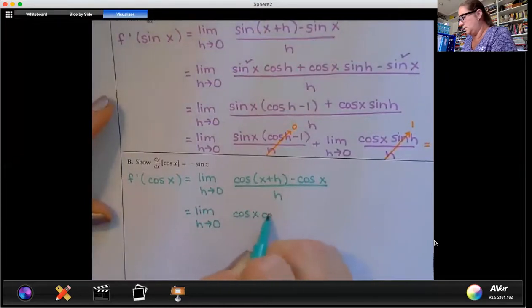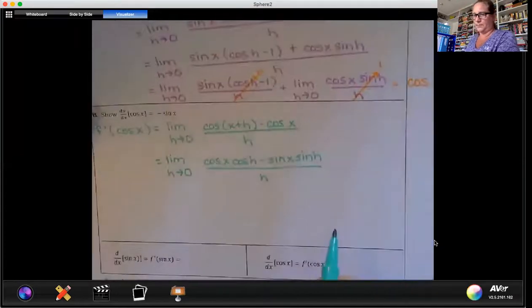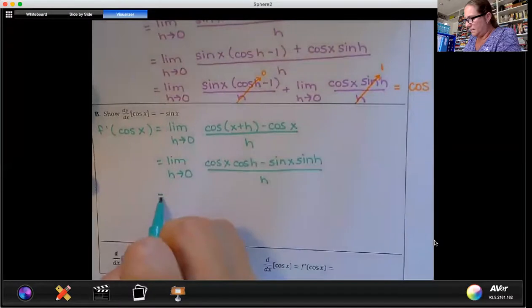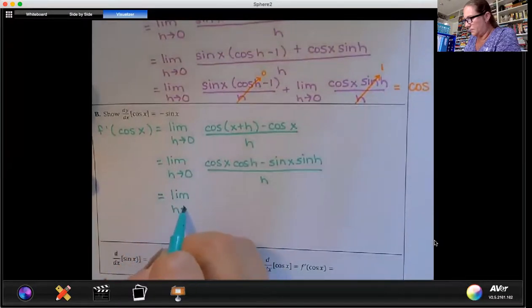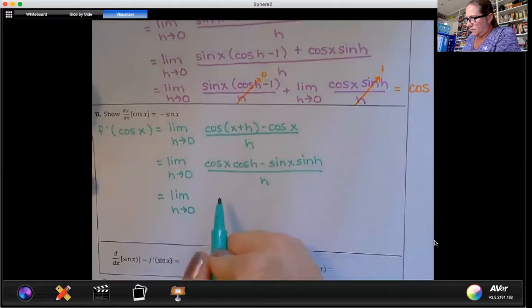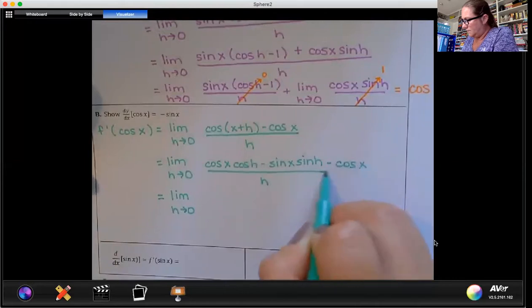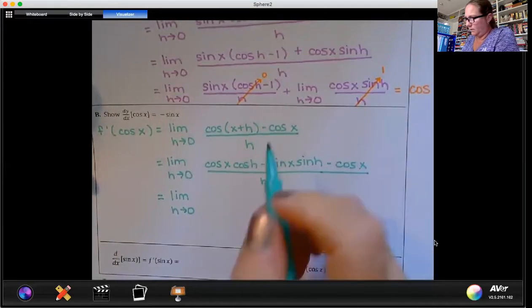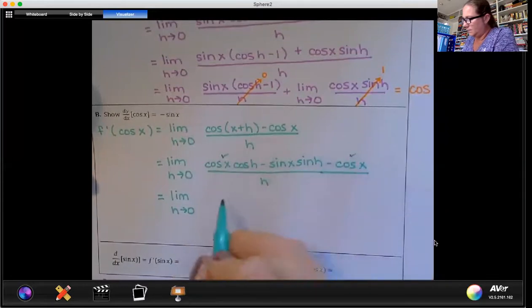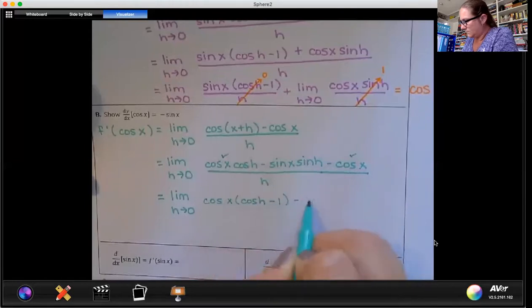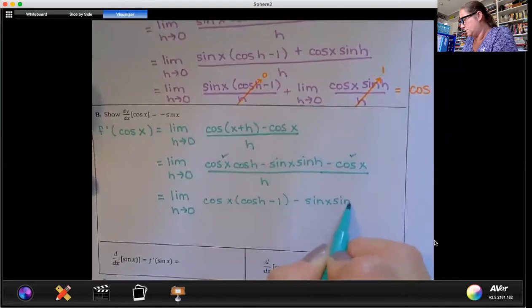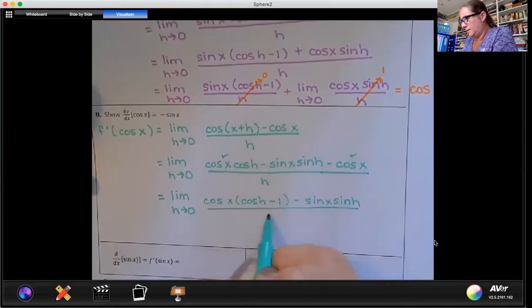Cosine x, cosine h, minus sine x, sine h over h. You're going to do the same thing you did last time. So what I have here, I forgot my minus cosine of x. Throw that in there, sorry about that. So we're looking at this first term with cosine and this last term with cosine, and we're going to take that cosine out. And we're going to split them up.